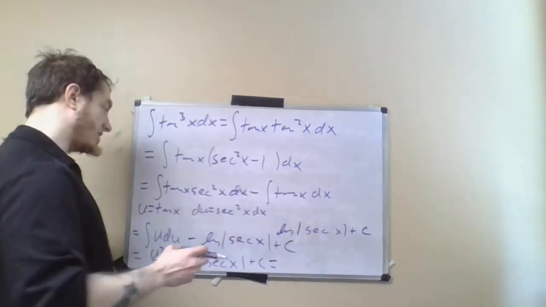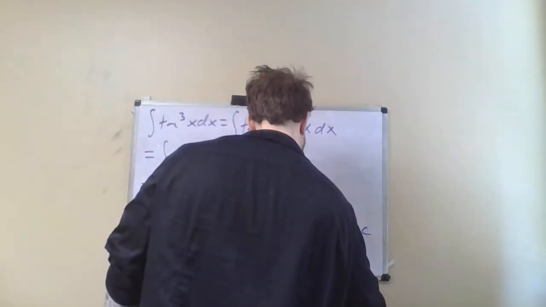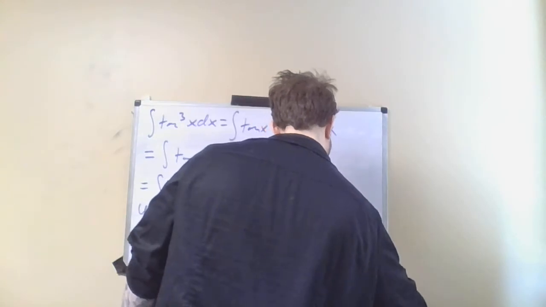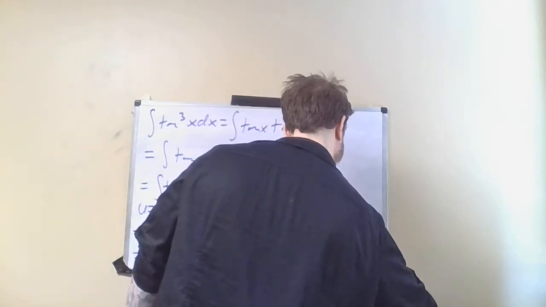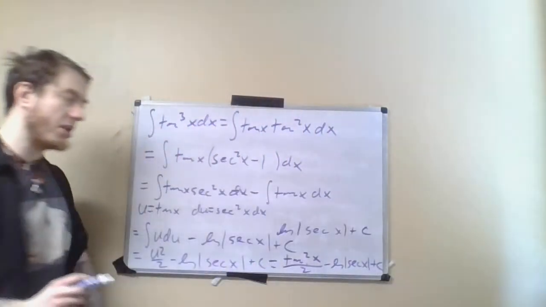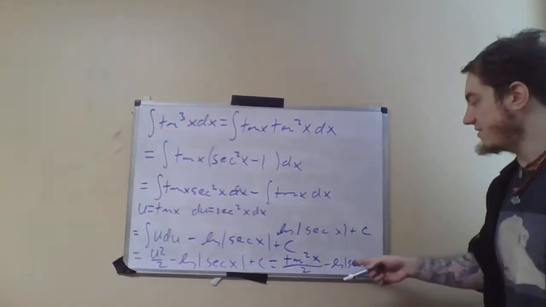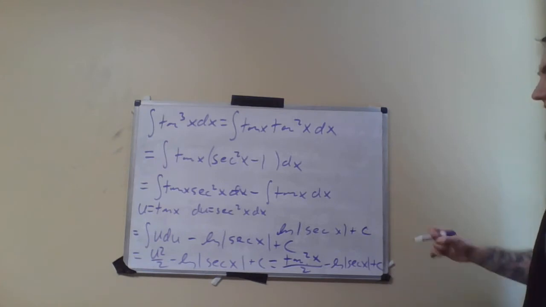And u was actually tangent x, so this is going to be tangent squared x divided by 2 minus log absolute value of secant x plus a constant. And I barely had room to squeeze that in there, but hopefully you guys can still read that. I think that's sort of okay.